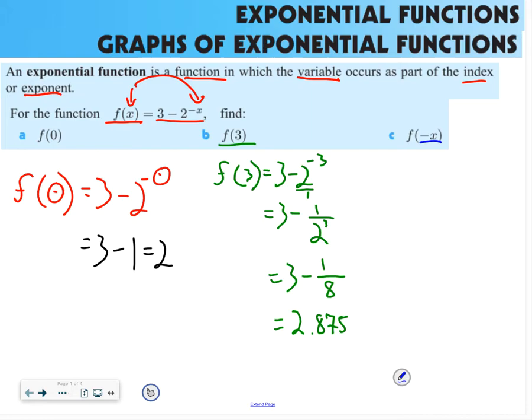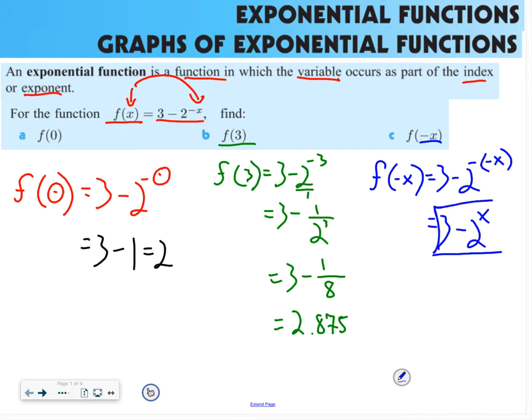On this third example, we're just changing our x value to a negative, so our answer is going to involve an x at the end. If we do f of negative x, that's equal to 3 minus 2 to the negative x. Those negatives are going to end up canceling, so I get 3 minus 2 to the x, and that will be my final answer. I can't combine these because they don't have a common exponent or a base. So that is my final answer.